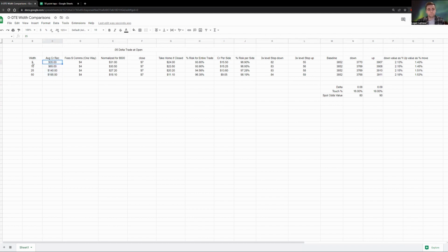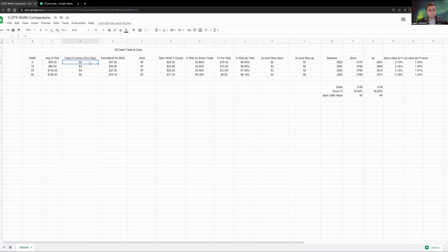So assuming this is all a 0.05 delta trade, right? Because I had to come up with a standardized metric, so that's what I chose. I chose the Tammy trade, right? So if at a 5 delta trade, if you're doing a 5 wide, the average credit received is $35, right? If you do a 10 wide, you get 65. A 25, you get 140, and a 50, you get 185, right?